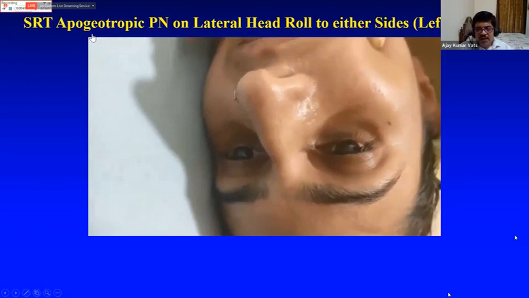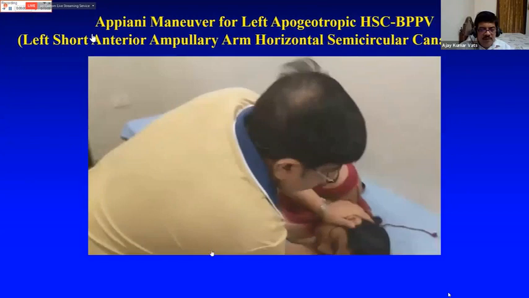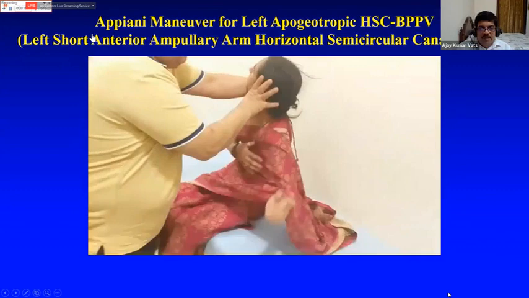And she was treated with the Appiani maneuver. From short sitting, she was taken to the ipsilateral lateral recumbent position. After around 1 minute, her head was inclined upwards in the yaw axis, and the lateral position was maintained for around 2 minutes, after which she was uprighted to the sitting position. And two such maneuvers were done in this patient.